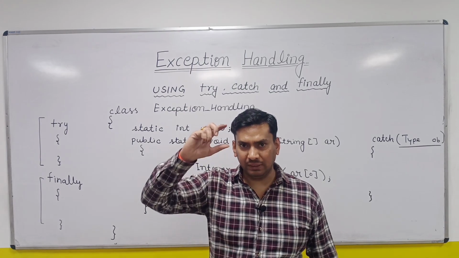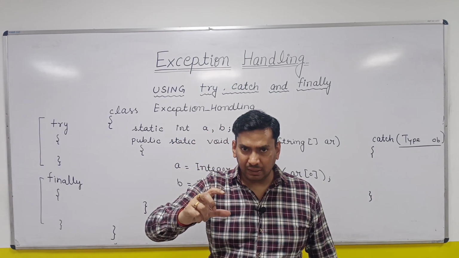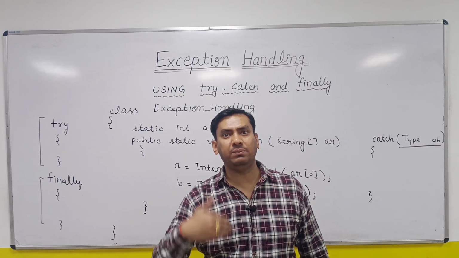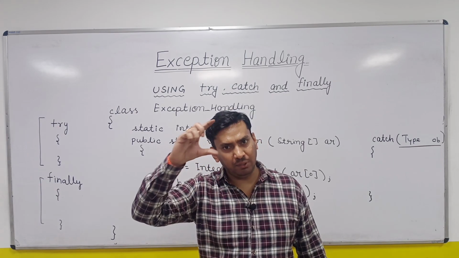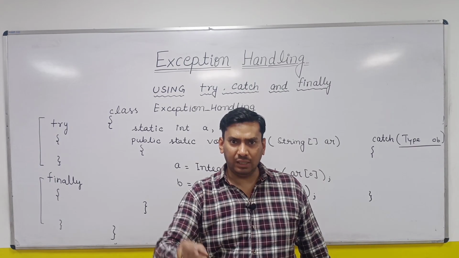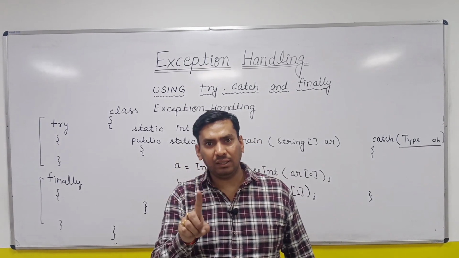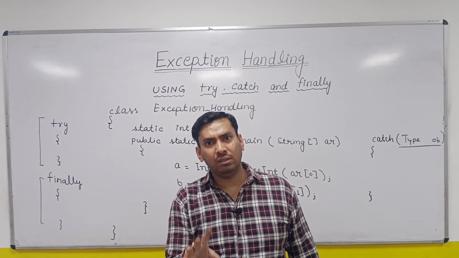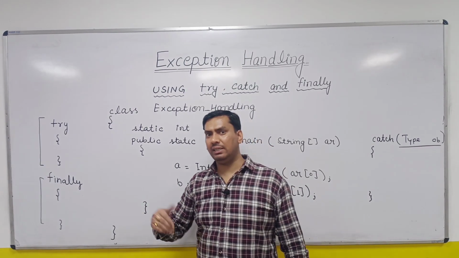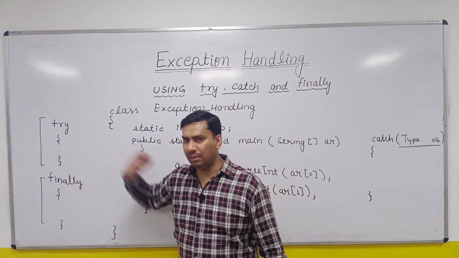But the sequence is, first of all try will be there, then catch blocks if any, then finally will be there. You cannot write finally before the catch. Try will always be first, then catch blocks if there are some, then the finally block. But yes, there must be at least one catch block or finally block, right? You cannot have a try block without any catch block or finally block. So this is how you will be writing your try block.